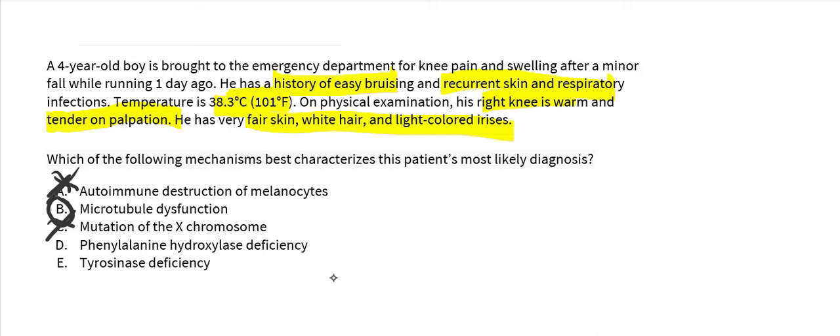A phenylalanine hydroxylase deficiency would present with a musty odor and neurological defects such as seizures, and would not explain the albinism that we see from the question stem. A tyrosinase deficiency is also a defect in the metabolism of phenylalanine. However, this presentation would not explain the recurrent sinopulmonary infections, as this is consistent with albinism.